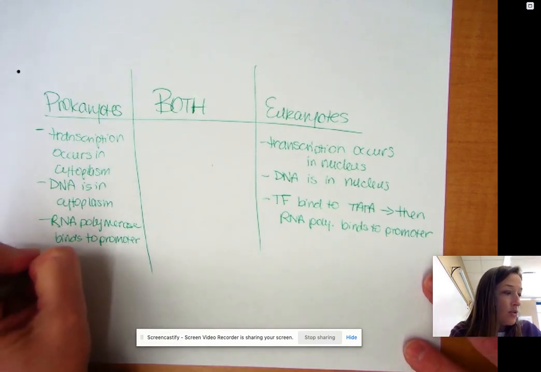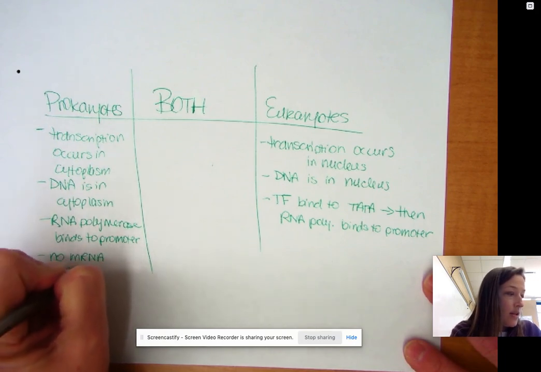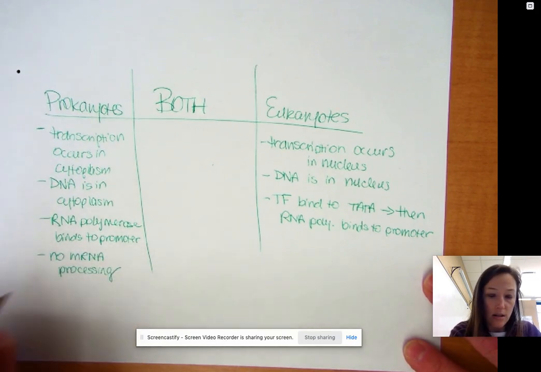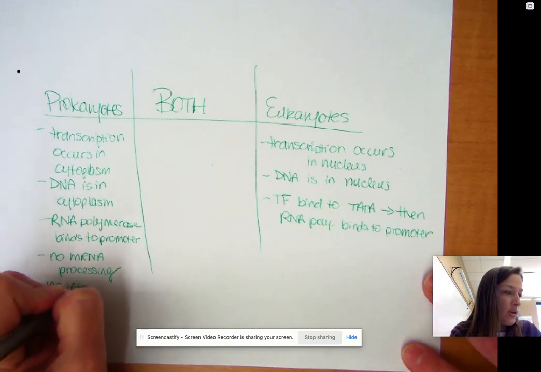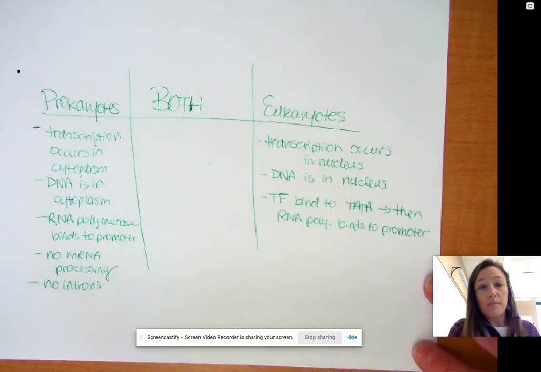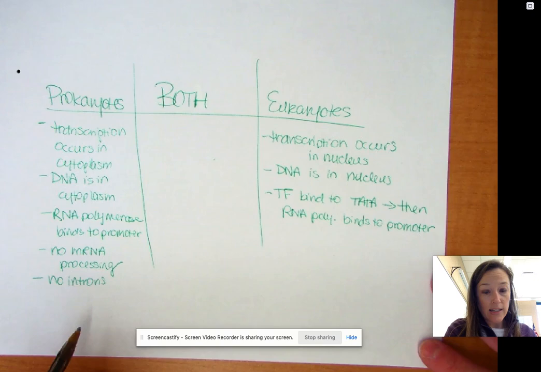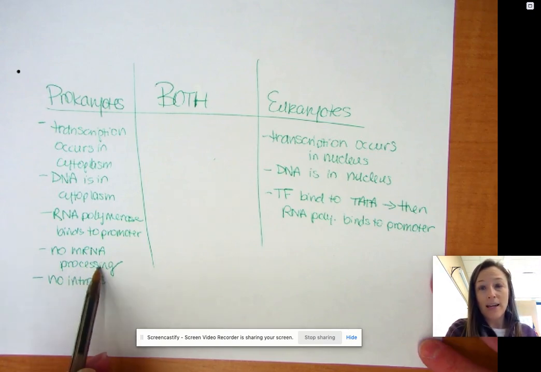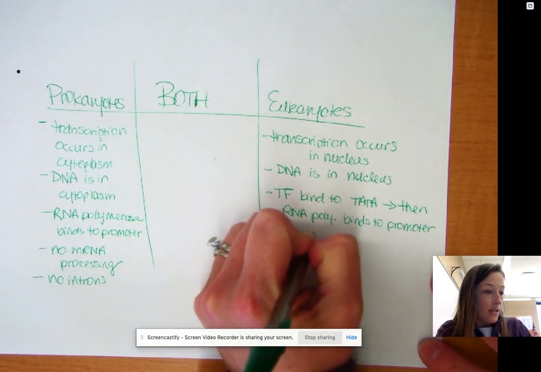In this one, there's no mRNA processing, and no introns. So when that mRNA is made by transcription from the DNA, it can go directly into translation. And actually, a lot of times, the ribosomes will go ahead and bind to the mRNA before it's even finished being made. And this one has mRNA processing.